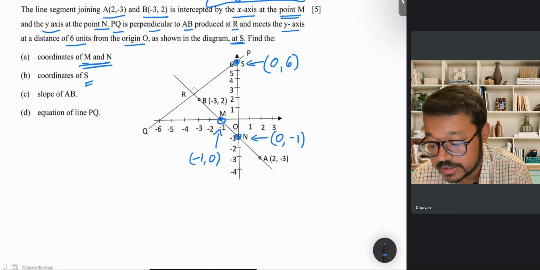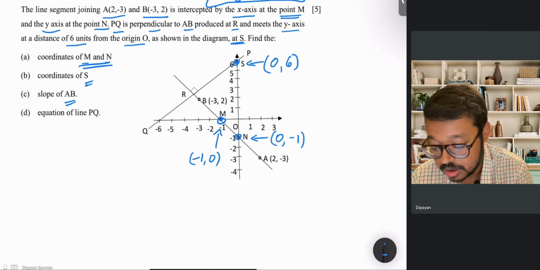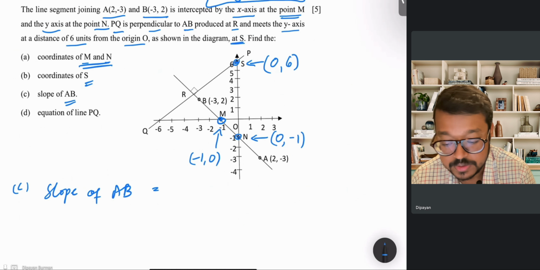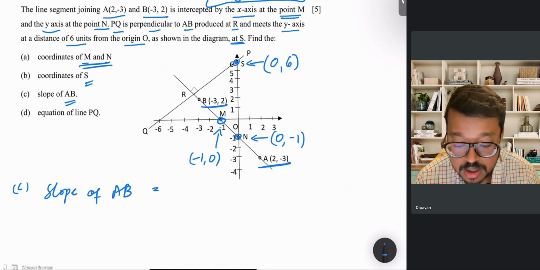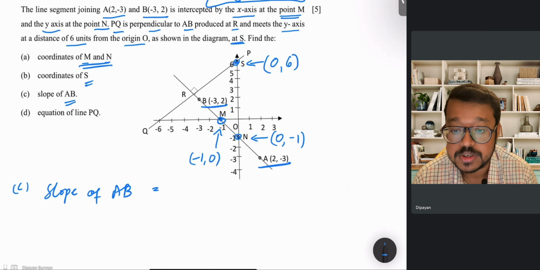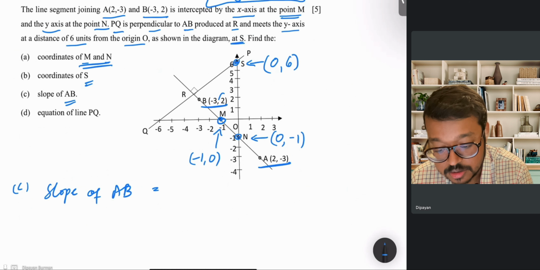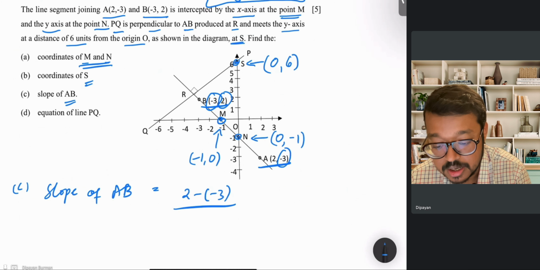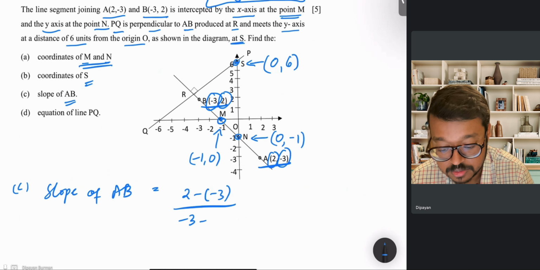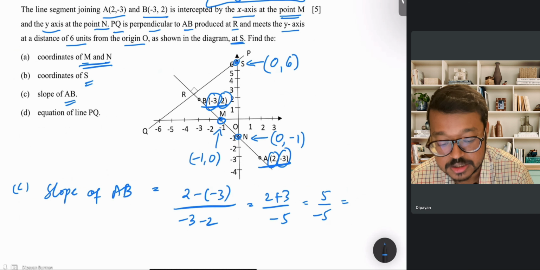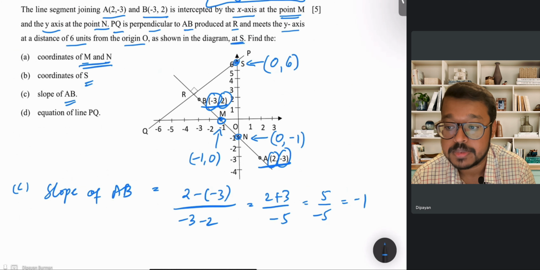Then for finding the slope of AB, for part C, we will look at the coordinates of A and B. Difference of y coordinates by difference of x coordinates. So the y coordinates, let's say, are 2 and minus 3. So 2 minus minus 3 divided by minus 3 minus 2. So 2 plus 3 by minus 5. So that is 5 by minus 5, that is minus 1. Slope of AB is minus 1.